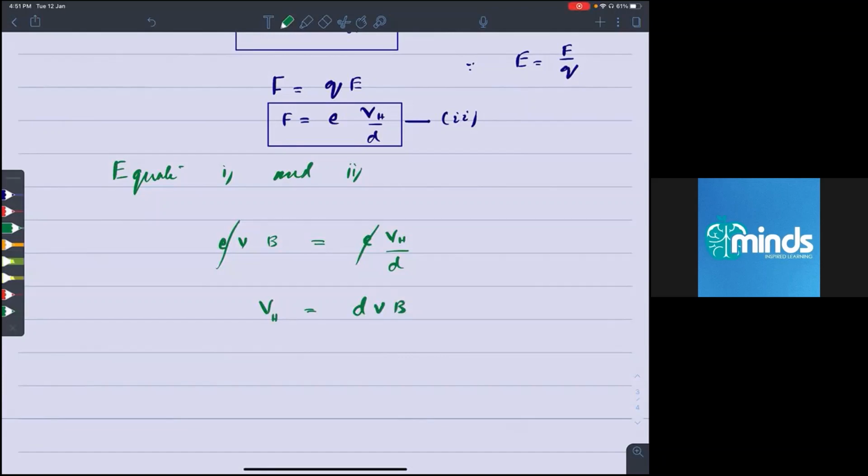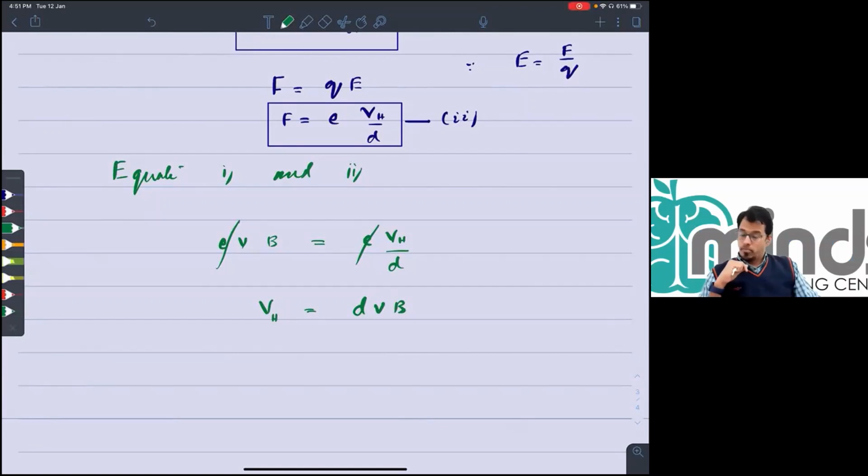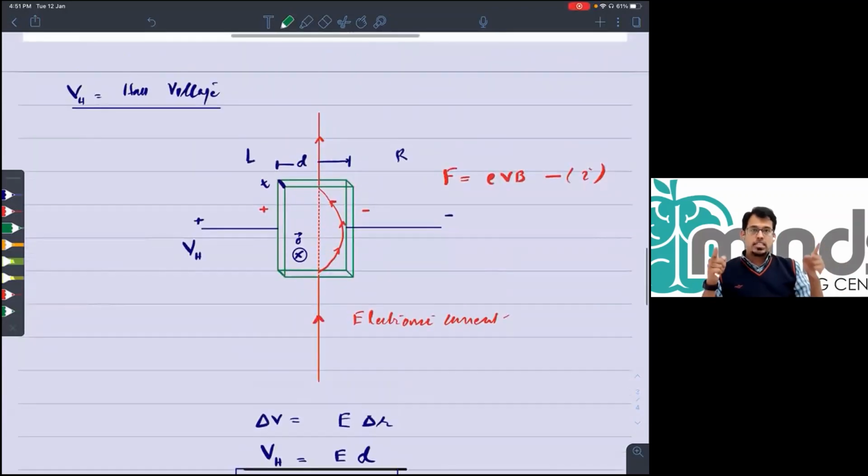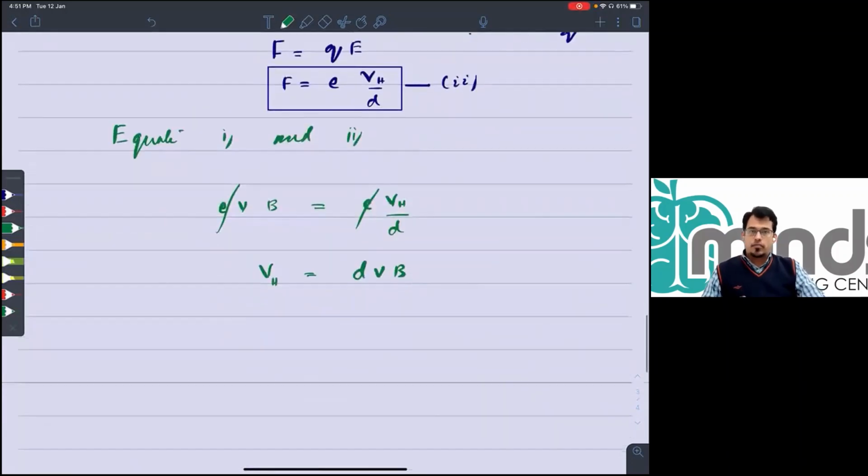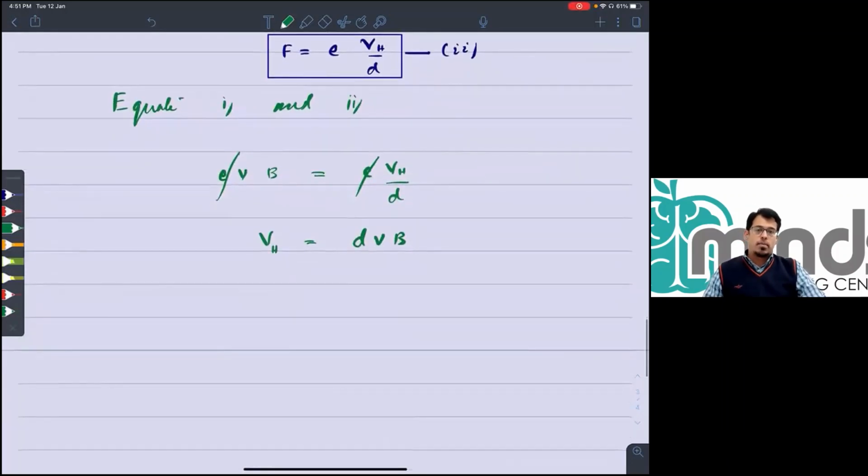Okay, if we are getting it till here, one thing we would be knowing is that D is the width of the plane, as I show you on the diagram. B is the strength of the magnetic field, because we have applied the magnetic field. The only parameter that we are unaware of is V, the velocity of the electron, right?